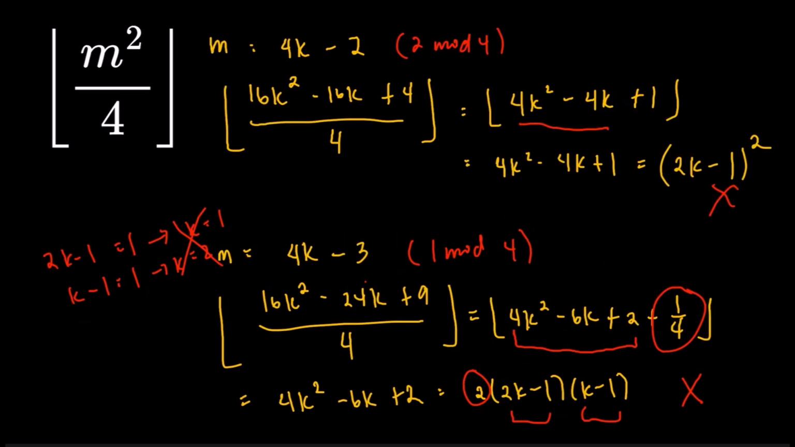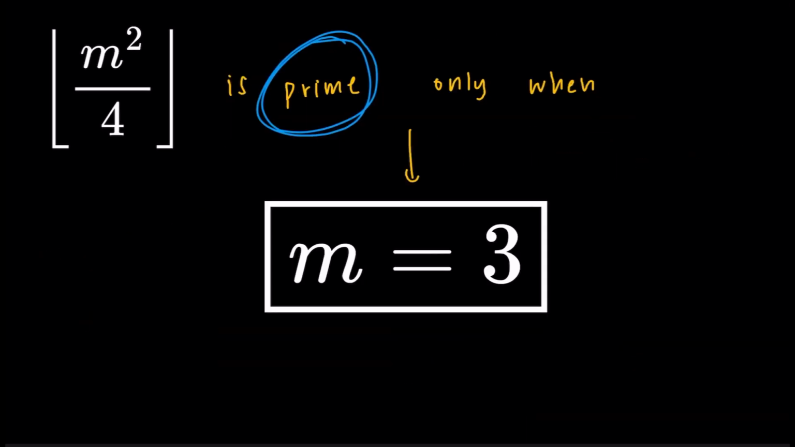So logically speaking, we can conclude that the floor of m squared over 4 is prime only when m equals 3, right? M equals 3 giving the prime number 2 for the value of m squared over 4 and then taking the floor of that. And this will be our final answer.